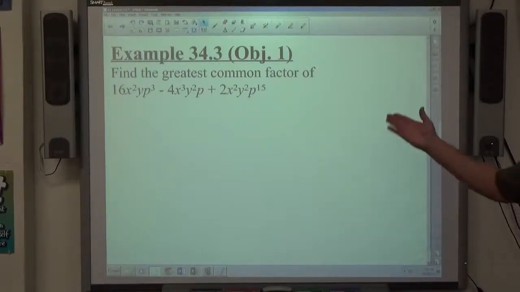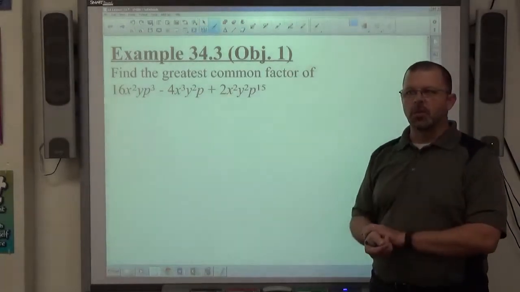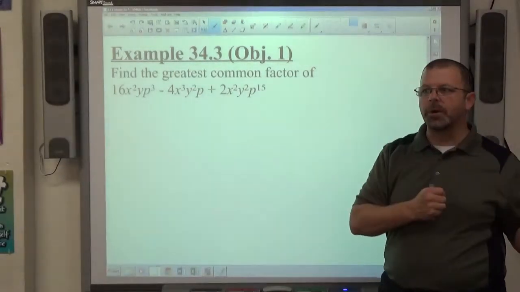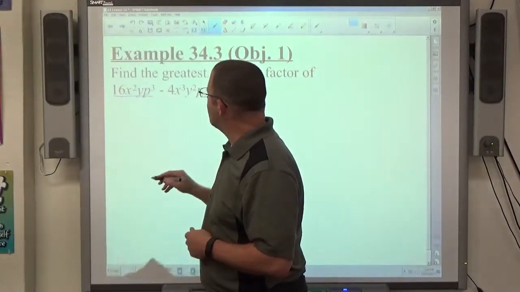Okay, finally example 3. The only difference between this one and the first two is this has 3 terms to it instead of 2. So when we're trying to find the greatest common factor in this picture, we're going to have to find common things in all 3 things to count them. So the first object, 16x squared y p cubed.